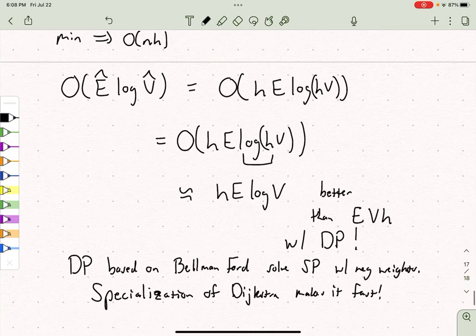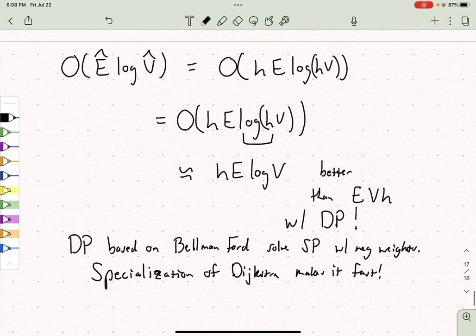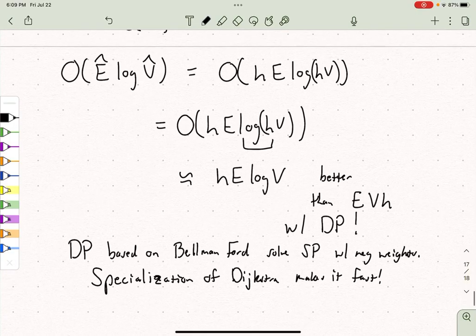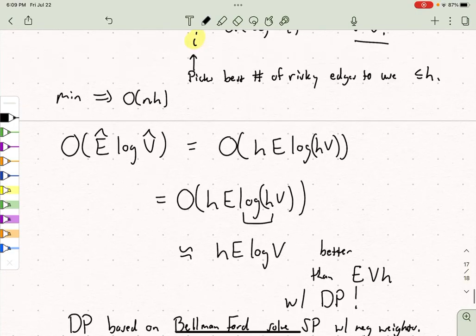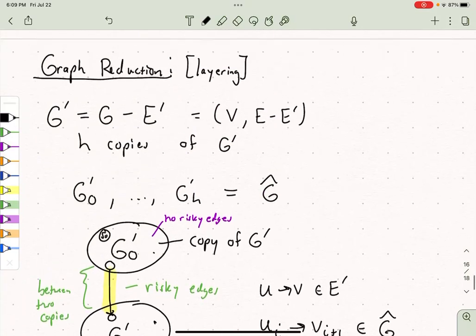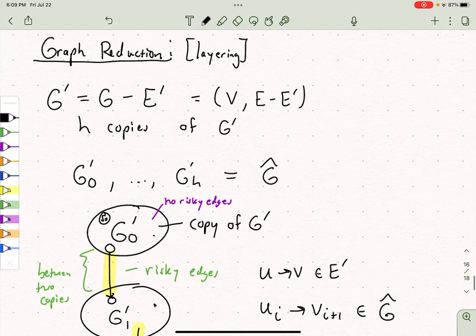But oftentimes graph reductions can be faster than the DP ones, depending on the specific problem. So this is one possible technique, the layering technique, that you can use in general when you're doing a graph reduction.